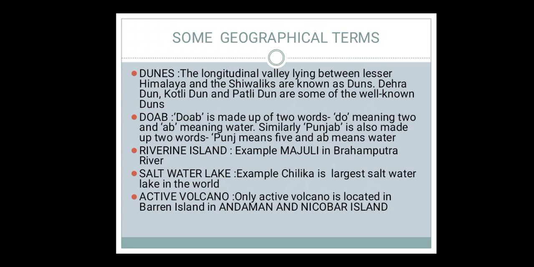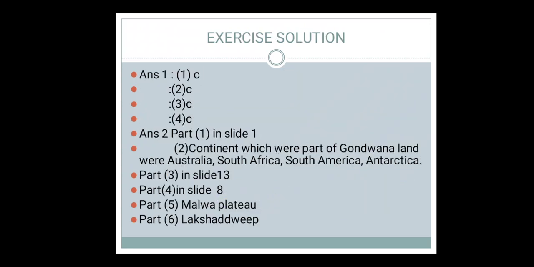Next is saltwater lake. So many saltwater lakes or backwaters or lagoons are found in India, and Chilika is the largest saltwater lake in the world, and it is found in Odisha. Next is active volcano. In India, there is one active volcano also, and it is located on Barren Island in the Andaman and Nicobar Islands.